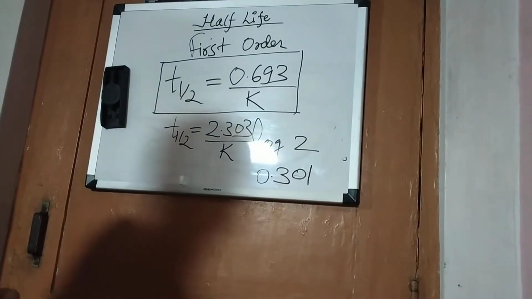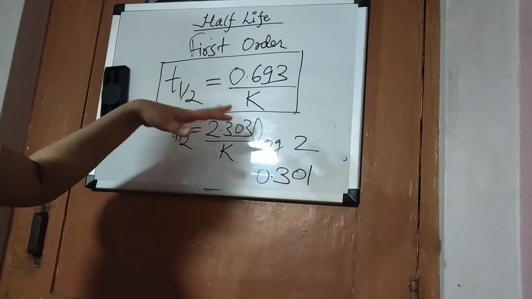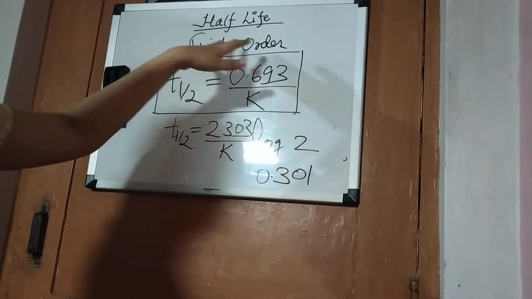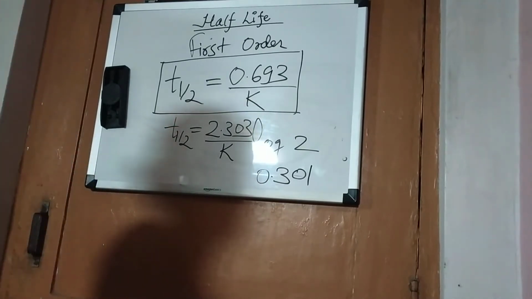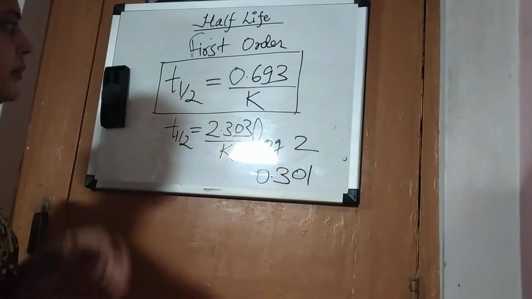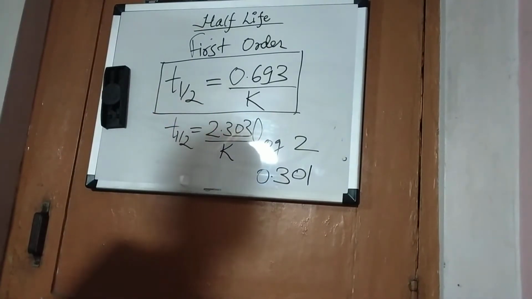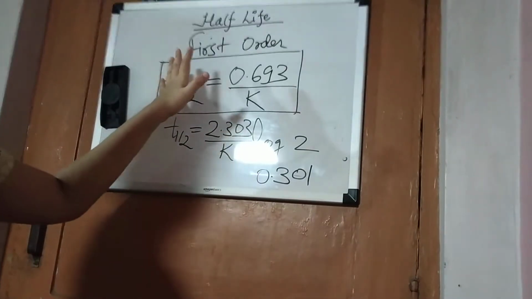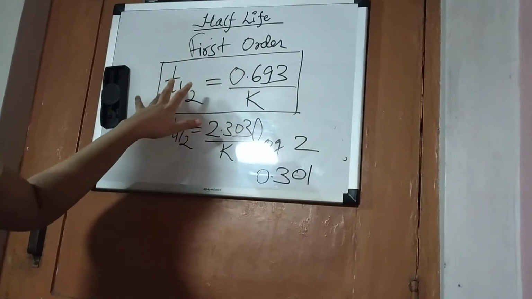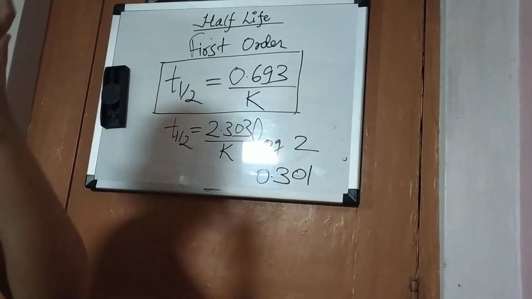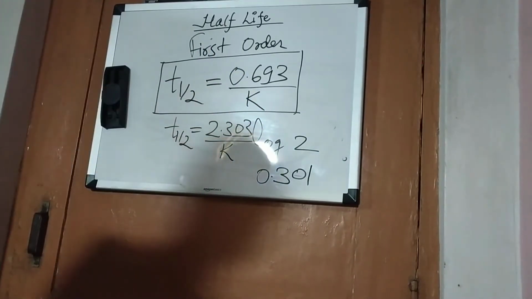So by seeing this equation, you get that the half-life of the first order reaction is independent of the concentration of reactant, right? It is not dependent on the concentration of reactant, but you only have to know the rate constant value, and you can find the half-life of the first order reaction, or vice versa, right?